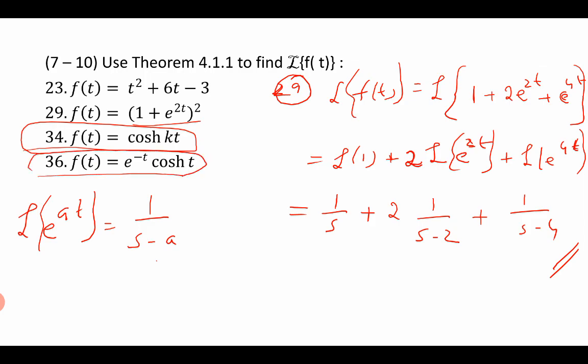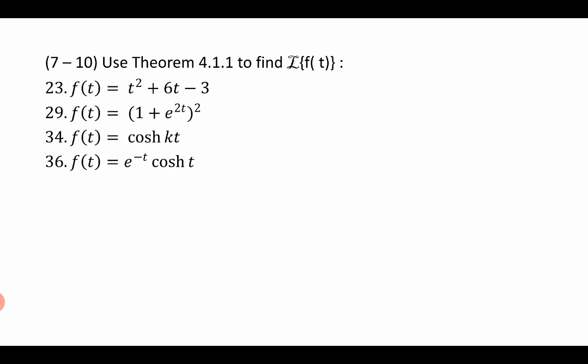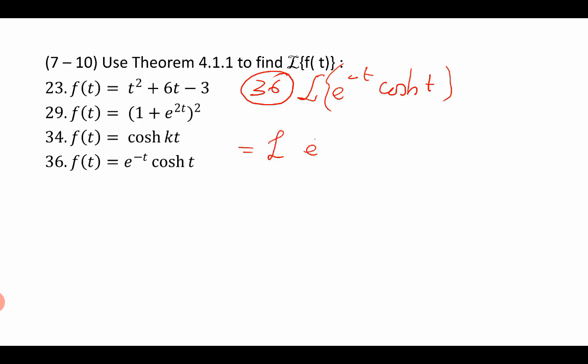Now this one, e raised to minus t into cosine hyperbolic t. We will solve 36. Problem number 36, e power minus t into cosine hyperbolic t. Laplace of e raised to minus t into cosine hyperbolic t can be written as Laplace of e raised to minus t times cosine hyperbolic t, which is e raised to t plus e raised to minus t divided by 2, isn't it?